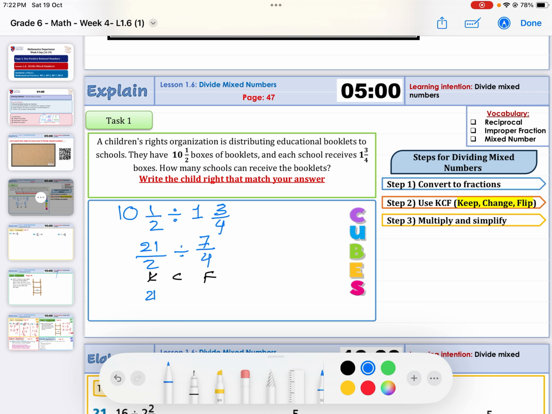So 21 over 2 multiplied by 4 over 7. That will be 84 divided by 14. So guys, when you skip count by 14, the answer will be 6 booklets. So each school will be receiving 6 booklets, inshallah. Okay, so that's it. Just apply the same steps and believe me, you will be getting your correct answers.